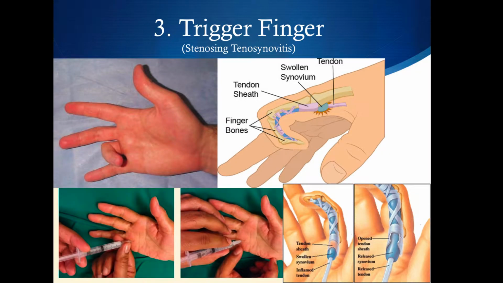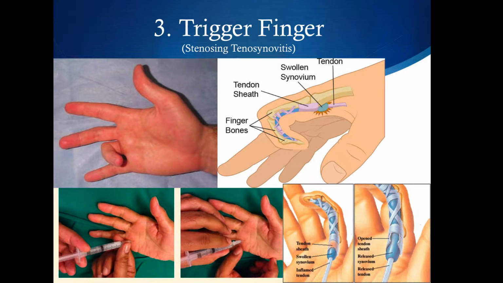Exam usually indicates clicking at the distal palm near the A1 pulley with flexion and extension, or if the condition is severe, the finger may be locked in flexed position. There's usually tenderness at the A1 pulley on palpation, and there may be a palpable bump. MSK ultrasound would show tenosynovitis and stenosis, and possibly triggering on dynamic ultrasound.